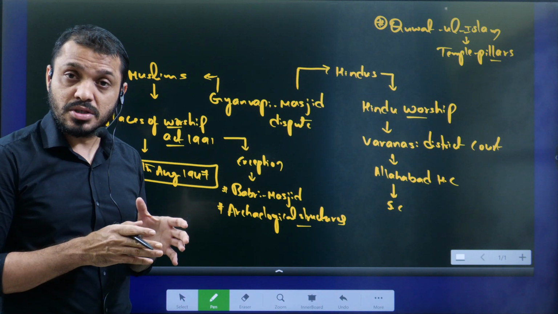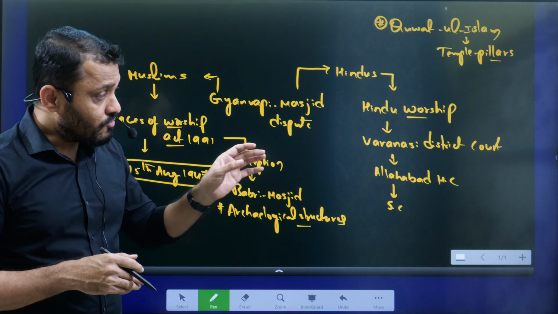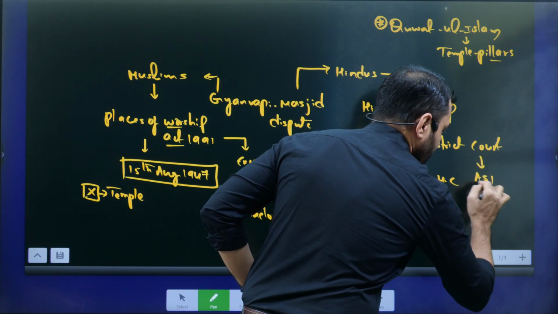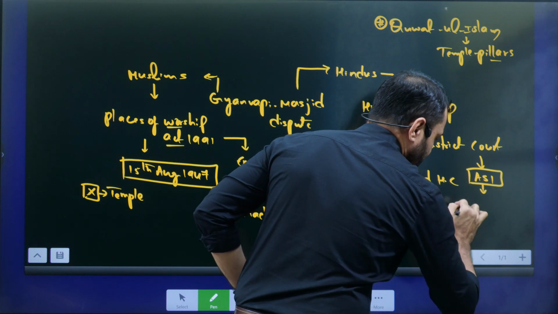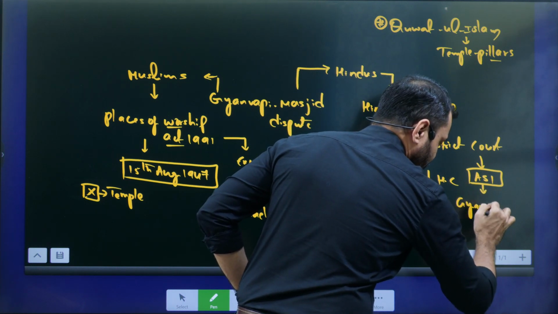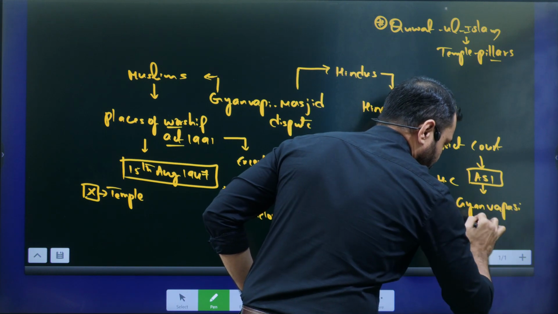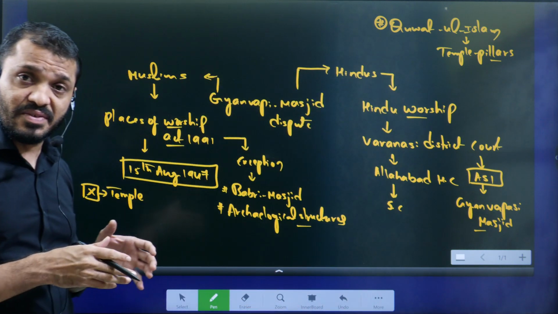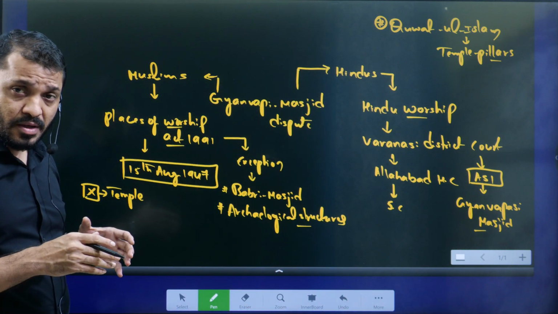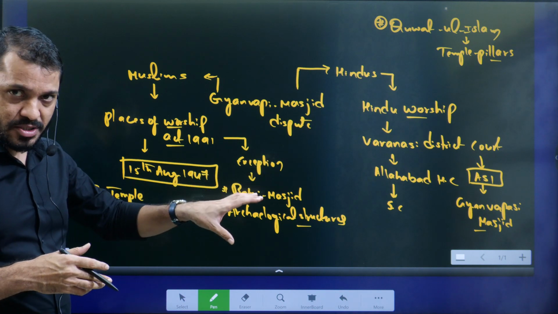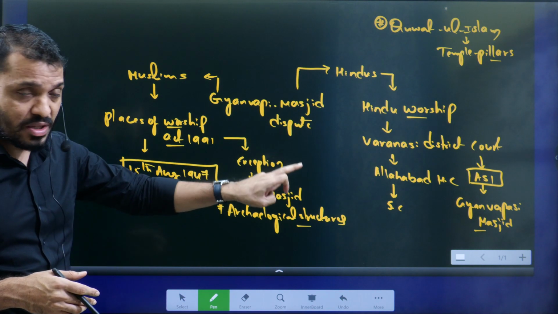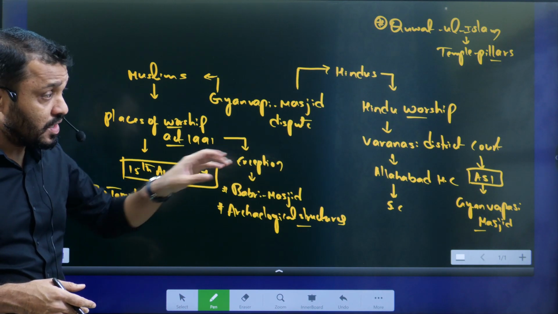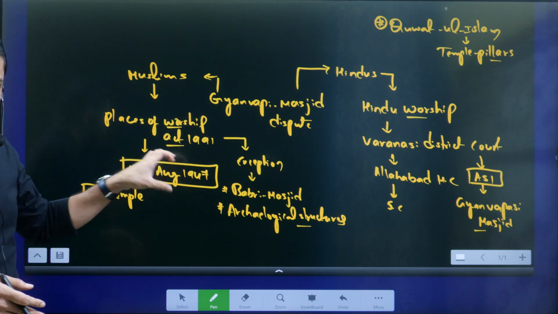Now what orders did the Varanasi District Court give? The Varanasi District Court ordered that the Archaeological Survey of India, ASI, will do the survey in the Gyanvapi Masjid, and based on the survey, considering that also, we will give the judgment. That is the recent update. The recent update is that the Varanasi District Court ordered that the Archaeological Survey of India will do the survey in the Gyanvapi Masjid. So this is the overview you have to understand.